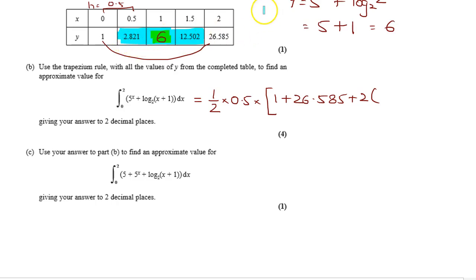So that will be 2.821 plus 12.502 plus 6. If you calculate all these things, you will get 17.56 up to 2 places of decimal. So that is the area of this.